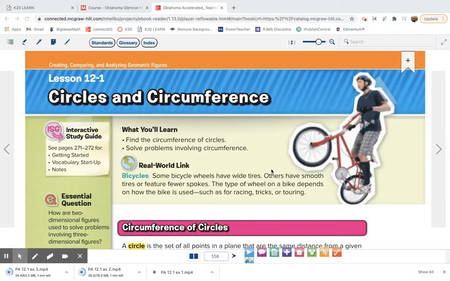This is lesson 12-1, circumference. Okay, circumference is the distance around a circle. Think of it kind of like the perimeter, but of a circle. It has its own name because it has a unique formula since circles do not have any edges or corners.